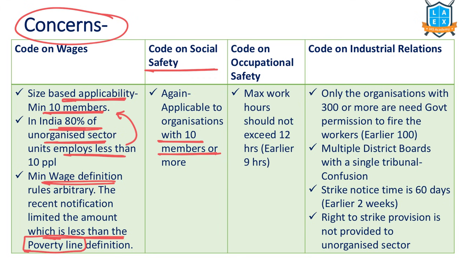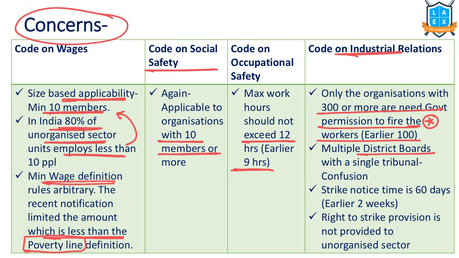Code on Occupational Safety, it has enhanced the maximum number of hours to 12 hours. Earlier it's only 9 hours, now 12 hours. This is again a concern. Code on Industrial Relations, only organizations with 300 or more require permission from the government to retrench the workers. Earlier its limit is 100, now it's 300.